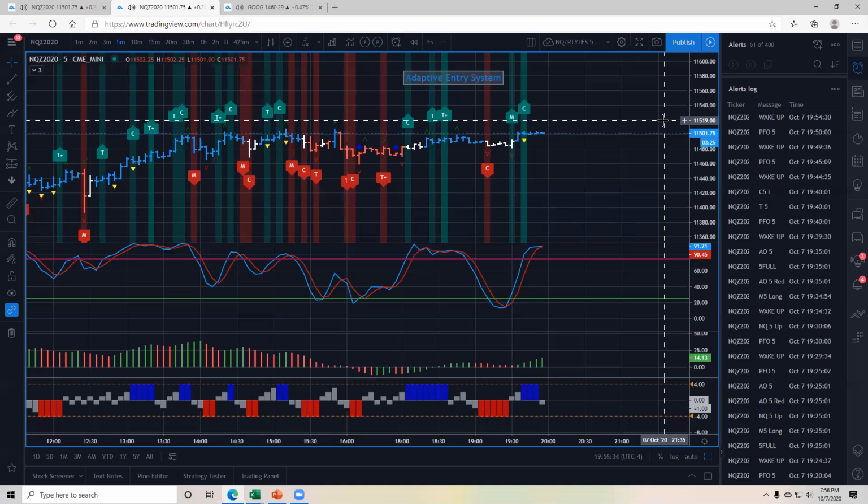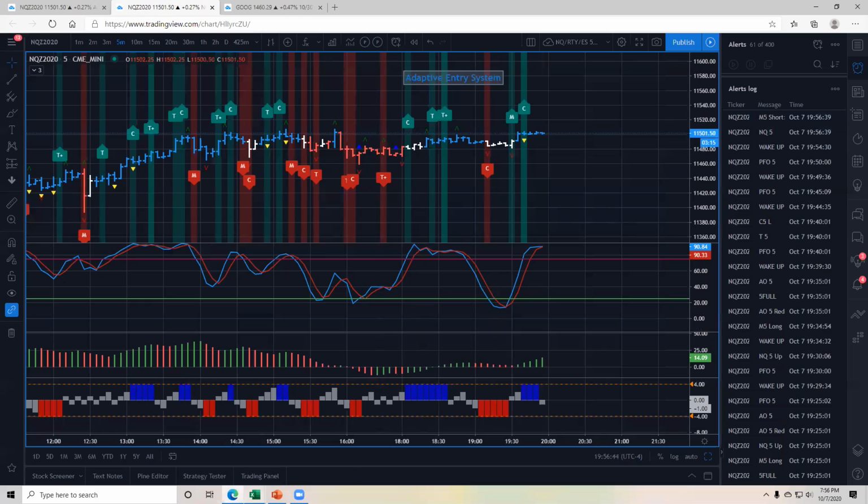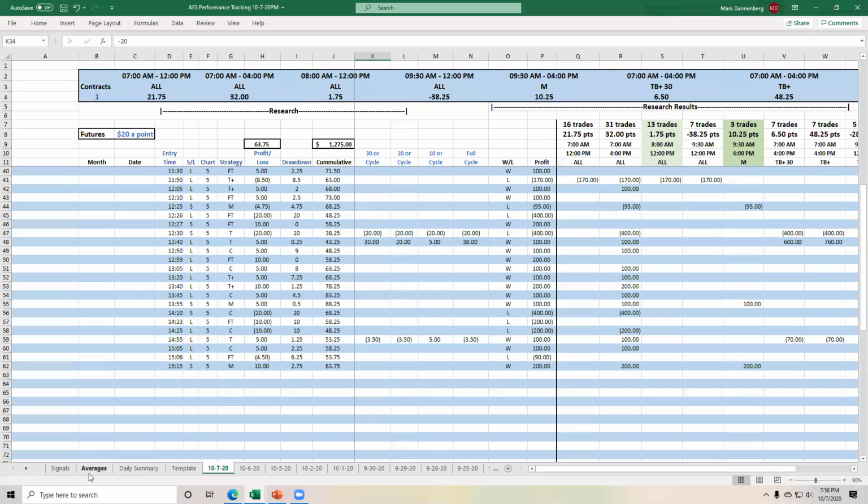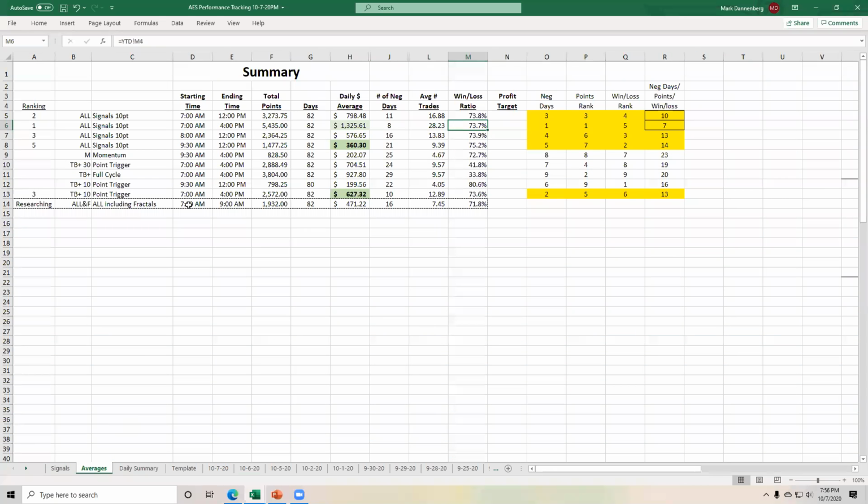We were looking at the overall performance, Michael, of the adaptive entry system yesterday from, I think it was 1 o'clock to 3 o'clock, and it had, I think, around $300. I don't remember the exact number, but it was around $300 of profit a day. And so I was trying to convince Mark to let me just work that amount of time. That'll work out. I'm all for that.